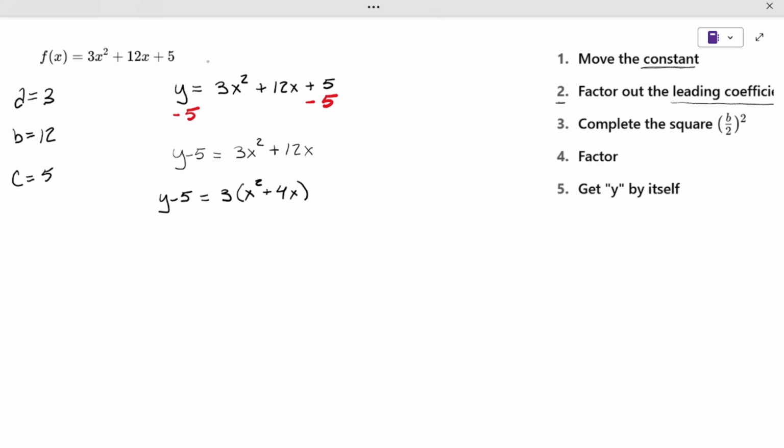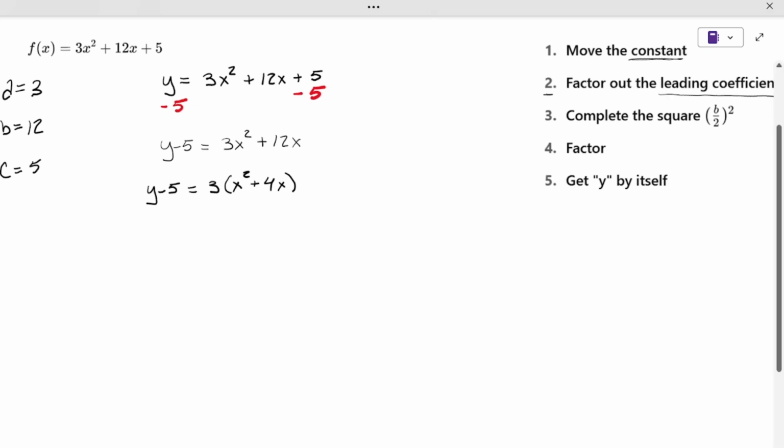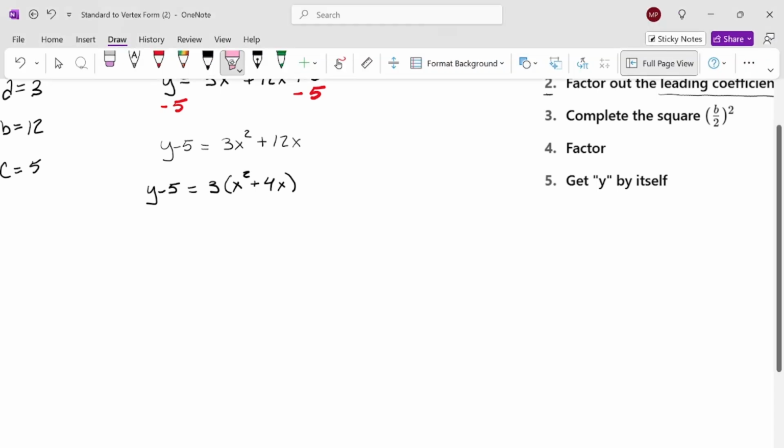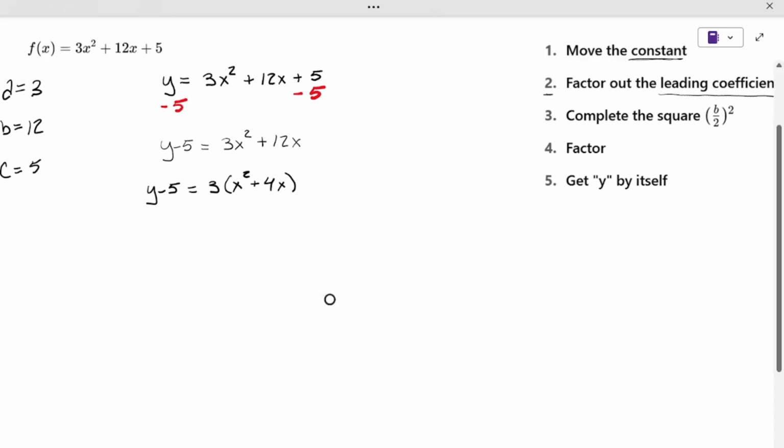So we have y minus 5 equals 3x squared plus 4x. All right, we're getting close. So step 3, we need to now complete the square. So we need to take that b term, which kind of seems hidden at this point, but it's this 4. It was originally the 12, but since we factored out the 3, it is now the 4.